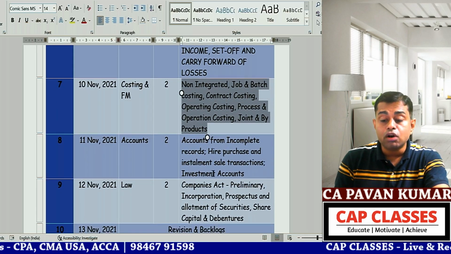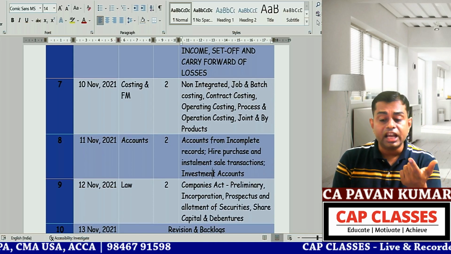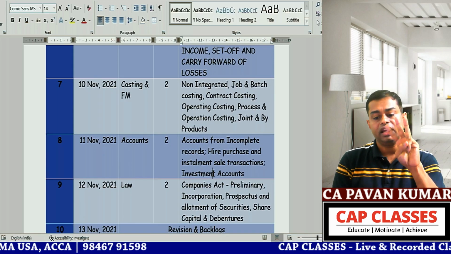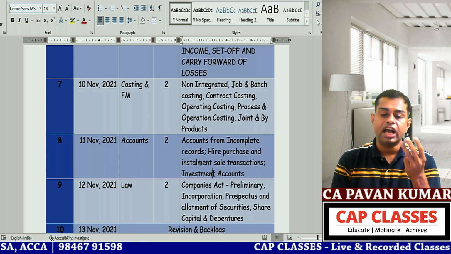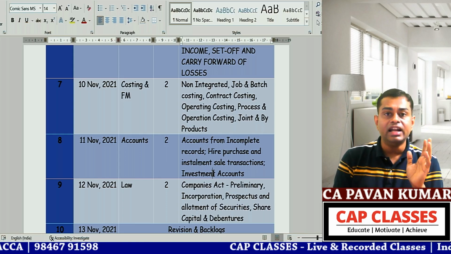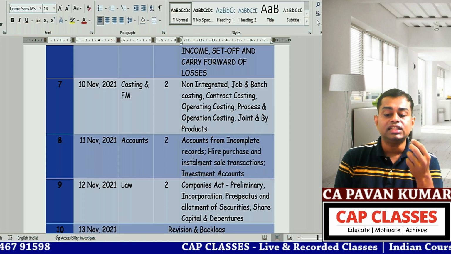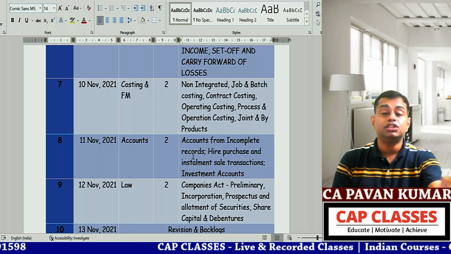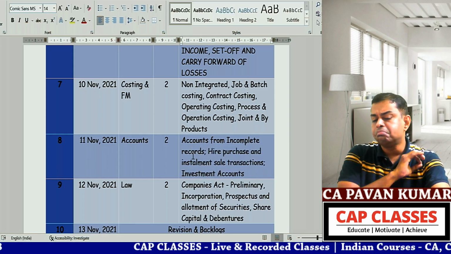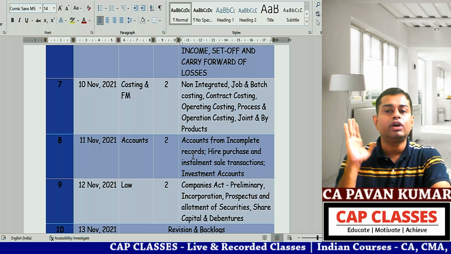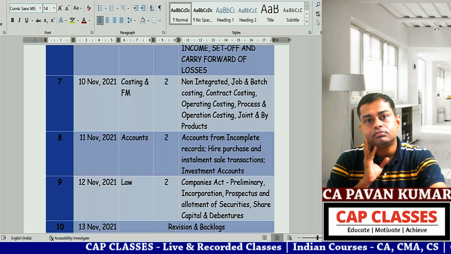Then when it comes to accounts, there are 3: accounts from incomplete records, hire purchase and investment accounts. In that, investment account is a simple one. Hire purchase and installment are a little more detailed. So for investment accounts, you can do only 2 hours. For the single entry system, you can give 5 hours. For hire purchase, you can give 4 to 5 hours. You can complete the study material in this time.